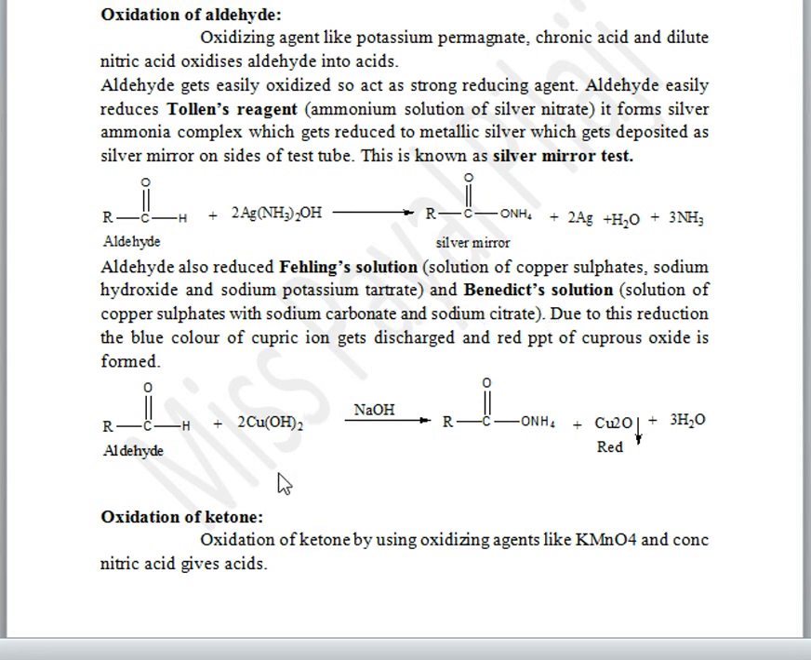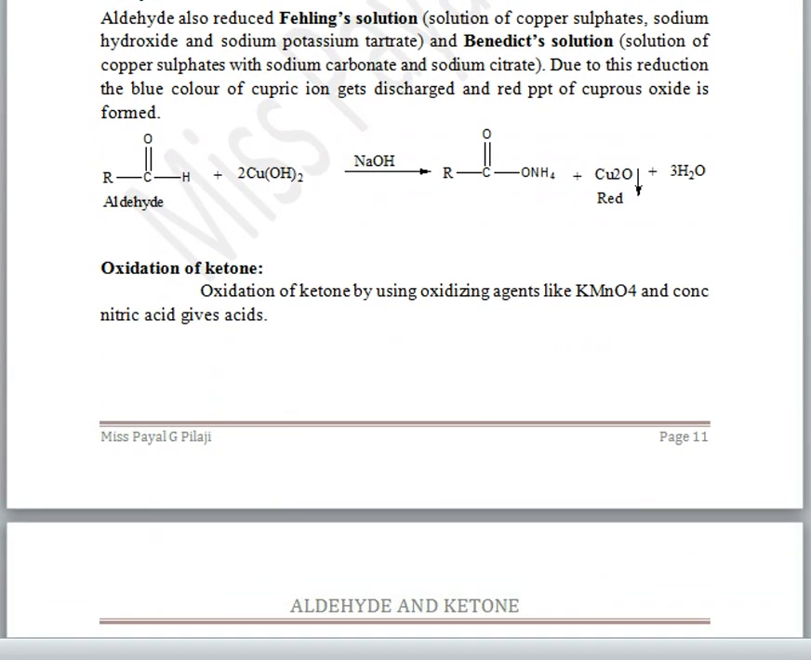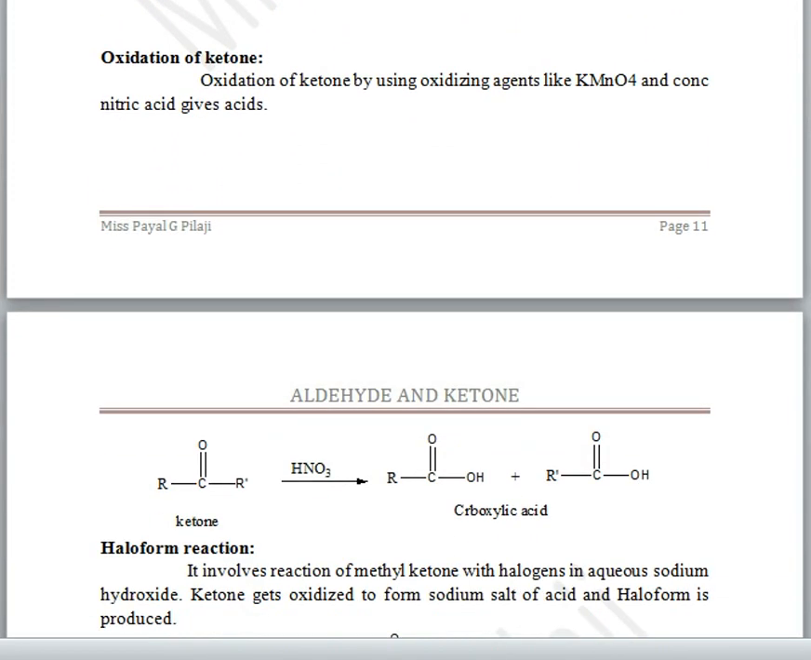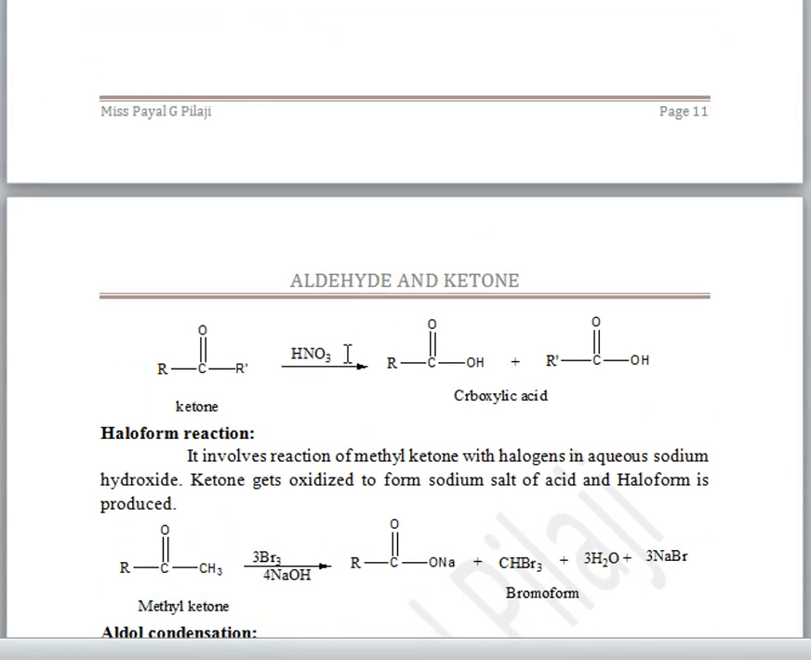So next is the oxidation of a ketone. The oxidation of ketone using oxidizing agents KMnO4 and concentrated nitric acid gives the acids. So the ketone reacts with concentrated nitric acid and KMnO4 and gives the carboxylic acid.